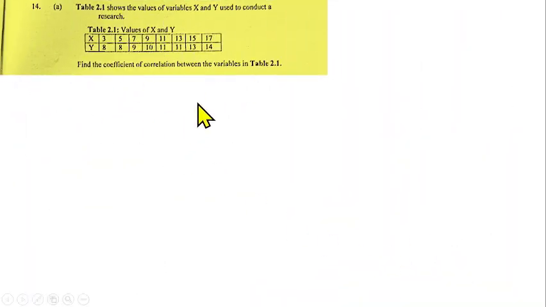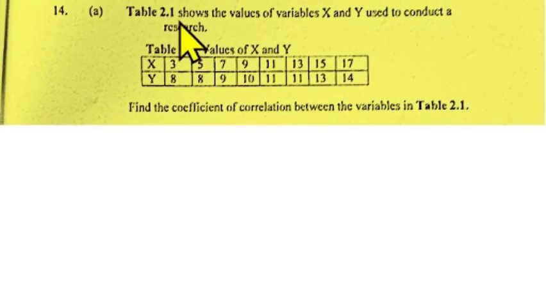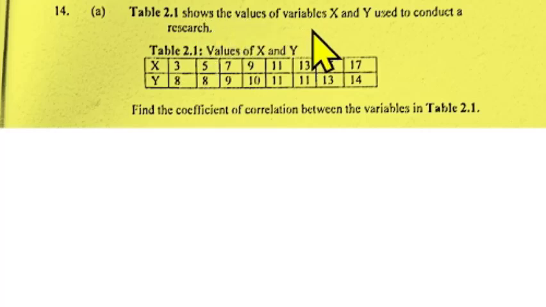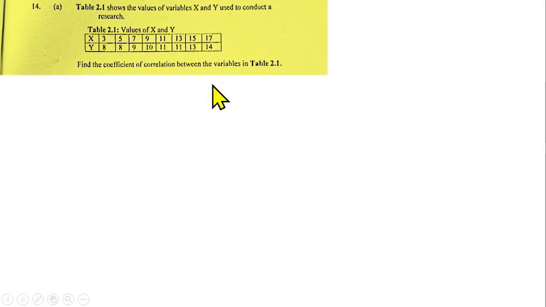Question number 14a is from correlation. In this case, the table shows the values of variables x and y used to conduct a research. We have to find the coefficient of correlation between the variables in table 1. To find the coefficient of correlation between these two variables, we can use Spearman rank or any one you want to use. In this case, we use Spearman rank.